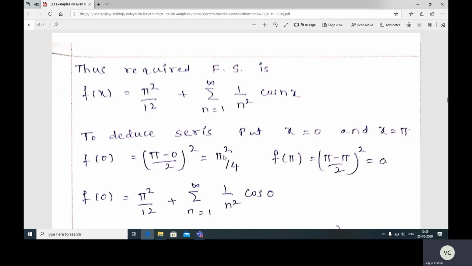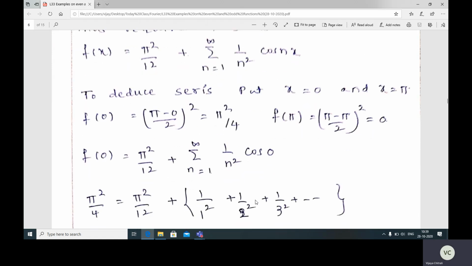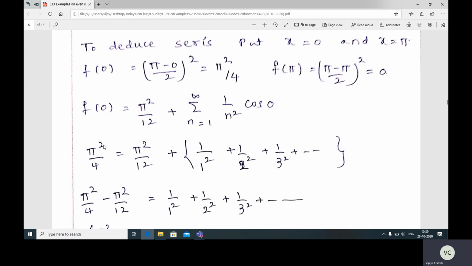Pi by 2 raised to 2 is pi square by 4. So substitute f of 0 in place of x0 in this equation. In this equation, substitute x equal to 0. So f of 0 is equal to pi square by 12 plus summation of n is equal to 1 to infinity 1 by n square cos 0. Cos 0 is 1.